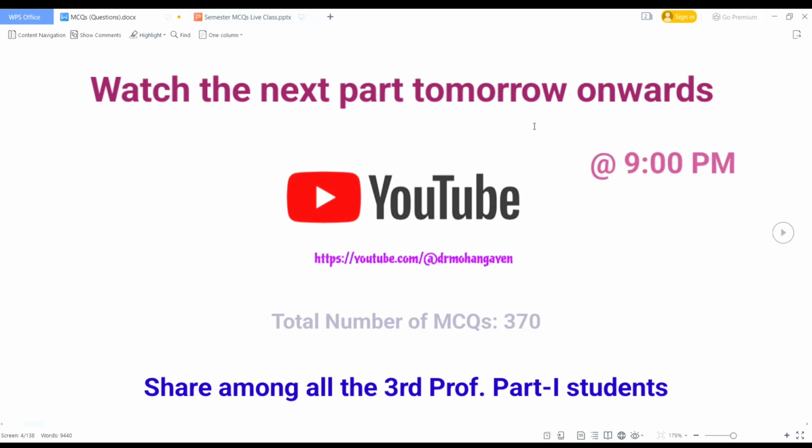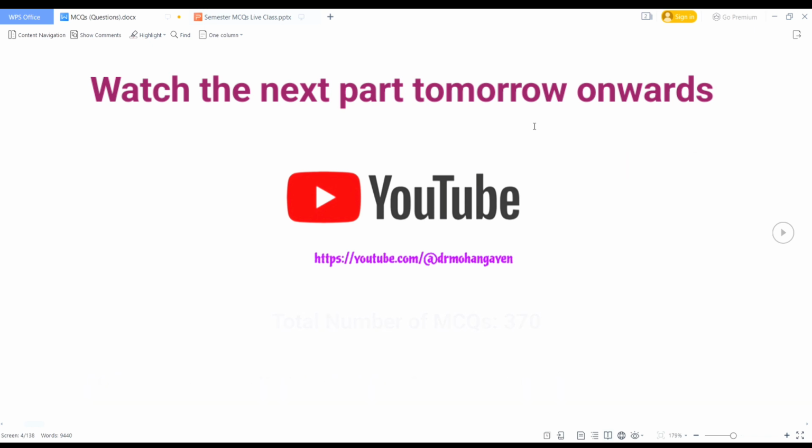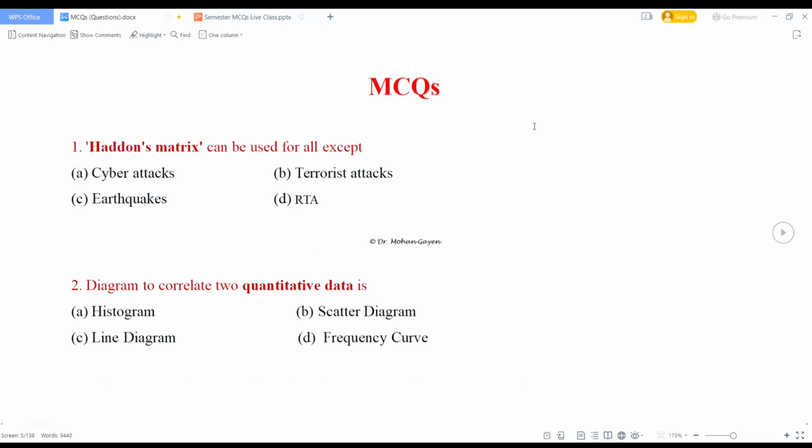Alright, let's come to the main topic. Read the first question carefully. Haddon's matrix can be used for all except: options are cyber attacks, terrorist attacks, earthquakes, RTA. Usually Haddon matrix is used for RTA. So here the question is, Haddon's matrix can be used for all except.